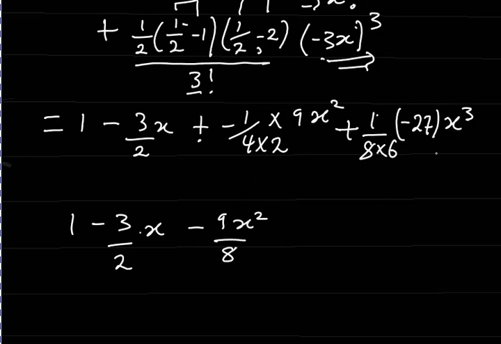Okay, let's see what we have here. Of course, this minus will still affect this. So this is going to be minus 27, then 8 times 6, 48. Okay, so 27 all over 48, then x raised to the power of 3 plus dot is infinite.